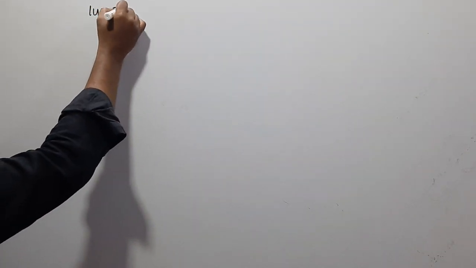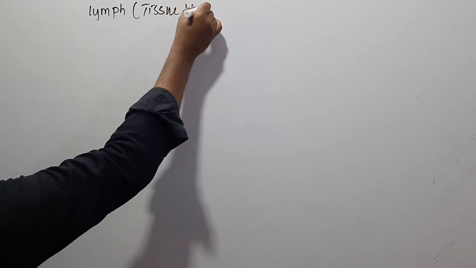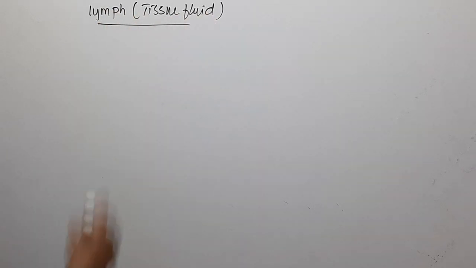In this session, we shall see about lymph, that is tissue fluid. Then later, we'll also see about circulatory pathways. So now let's begin with this. Lymph. This is also called tissue fluid. So now let's see how this lymph is formed.